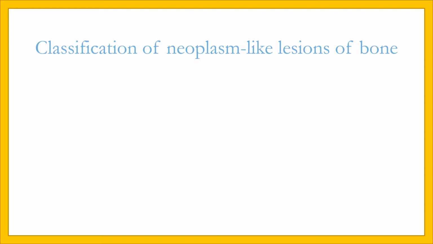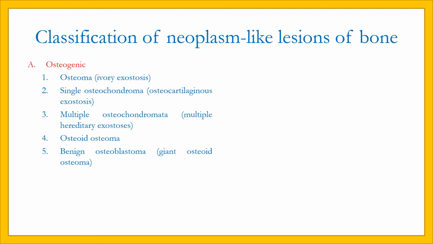Classification of neoplasm-like lesions of bone. A. Osteogenic: 1. Osteoma or ivory exostosis. 2. Single osteochondroma or osteocartilaginous exostosis. 3. Multiple osteochondromata or multiple hereditary exostosis. 4. Osteoid osteoma. 5. Benign osteoblastoma or giant osteoid osteoma. B. Chondrogenic: 1. Enchondroma. 2. Multiple enchondroma or Ollier's dyschondroplasia.